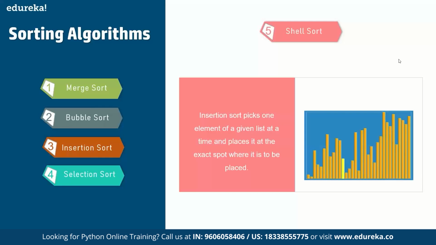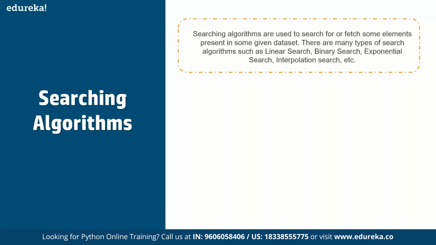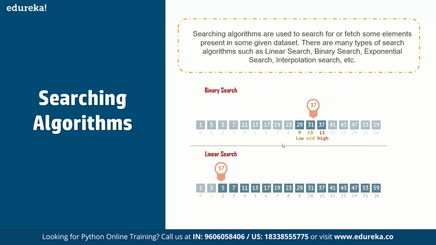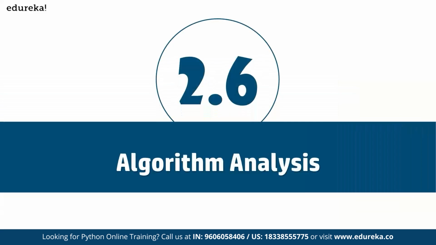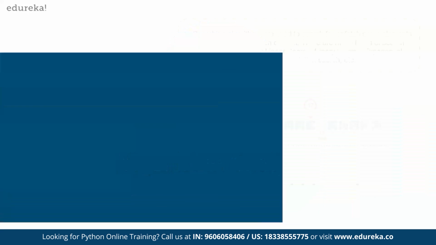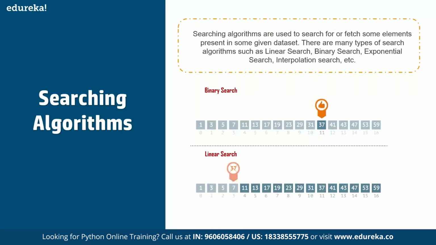Then we have the searching algorithm. In terms of searching algorithms, they are basically used to search for, or we can say fetch, some elements present in a given data set. And there are many types of search algorithms, such as linear search, binary search, exponential search, and interpolation search, and so on. For example, the linear search algorithm is used to search for a given element by comparing it with each and every element of a given array.